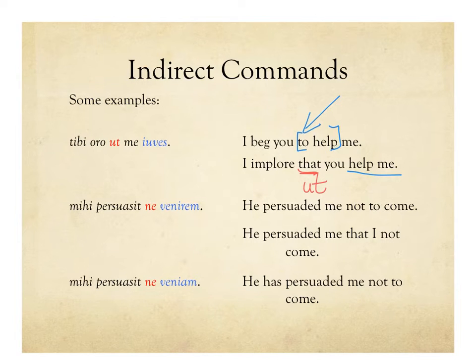Here's a second example. This one is in, you can see, secondary sequence. So here we have an imperfect subjunctive following a verb in the perfect, right? Mihi persuasit ne venirem. He persuaded me not to come. So here's that ne, not to come. He persuaded me that I not come. So there you can see it works exactly the same way. You can translate it either way, whichever one seems more natural to you, whichever one is easier for you.